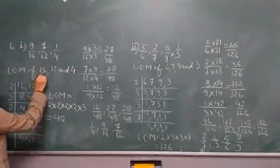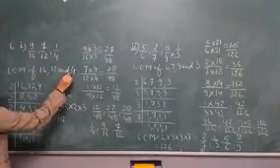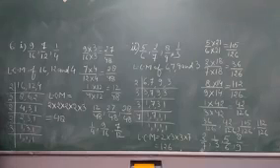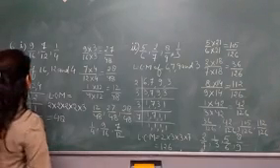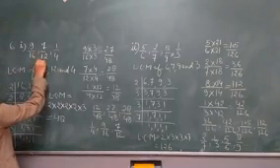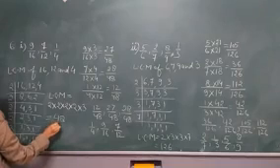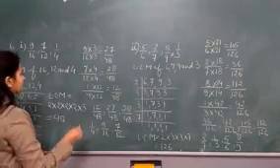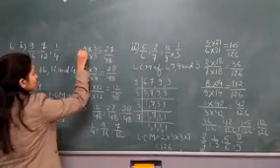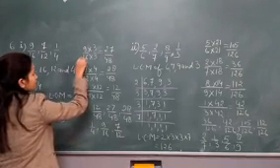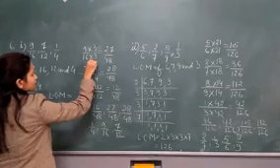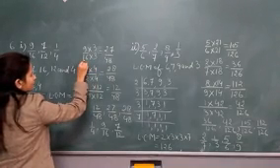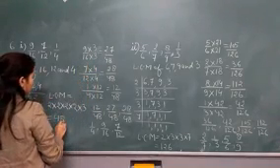LCM of 16, 12 and 4 is 48. Now we will make the denominator of each fraction equal to 48. Let us do 9 upon 16, we will multiply by 3 to make the denominator equal to 48.